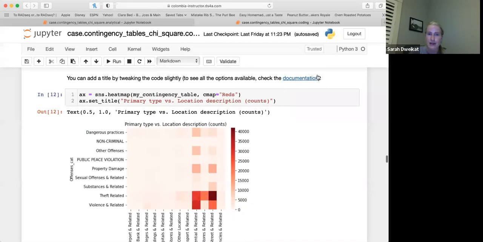And then again, if you view this, there are other things you can do to edit your heat maps as well, add more descriptions, specific visualizations.